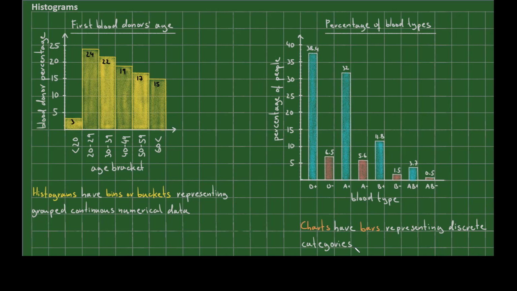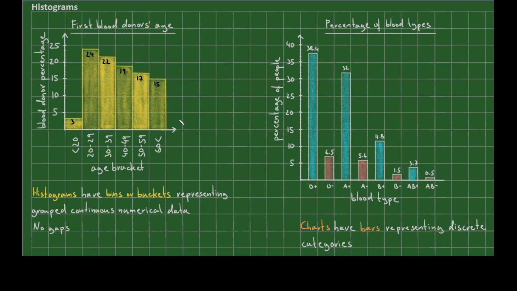On the other hand, when we talk about a bar chart, we do have bars, and they represent discrete categories. In this case, the discrete categories are blood types, and they cannot be sliced into finer pieces. In terms of presentation, the bars on a bar chart come with a gap between them, because we are trying to indicate that these are indeed discrete categories.